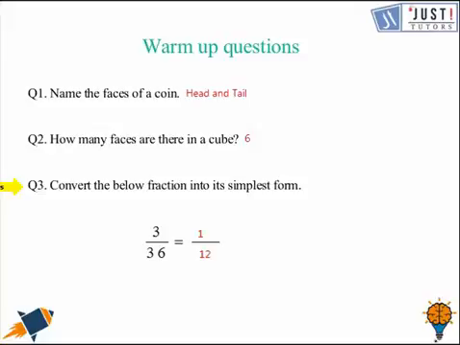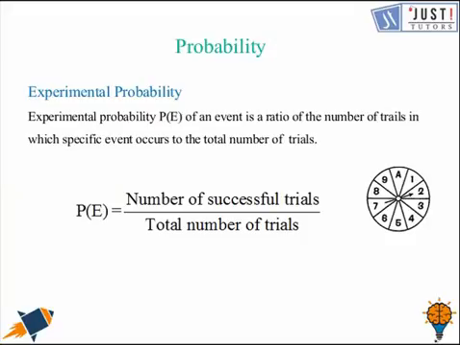And now let's start the lesson to work with experimental probability. Experimental probability PE of an event is a ratio of the number of trials in which the specific event occurs to the total number of trials that we do. It is generally written as: PE equals number of successful trials over total number of trials.